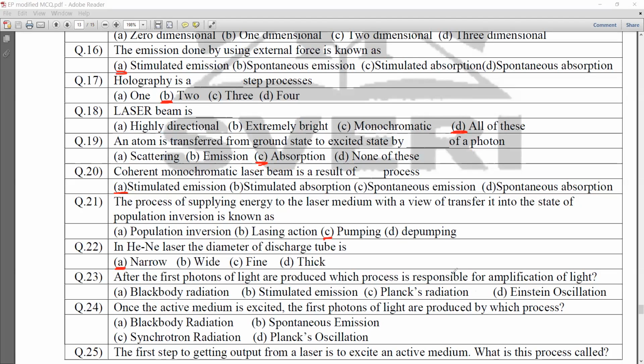What is the long form of laser? Light amplification by stimulated emission of radiation. So what is the answer? Stimulated emission. Then once the active medium is excited, the first photons of light are produced by which process? What causes the first photon? What is it without an external stimulus? Spontaneous. Yes, it is spontaneous emission. Spontaneously we are getting the response. Okay. Then we go for the next slot.